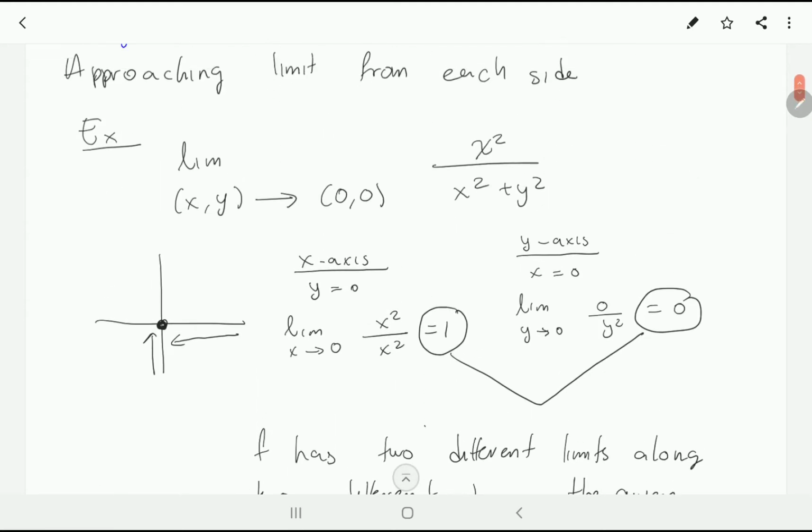And basically in this example, I approached the limit from the x-axis first, so y equals 0, and I plugged it into the original equation and got 1. And for the y-axis, x equals 0, and found the limit, which was 0.